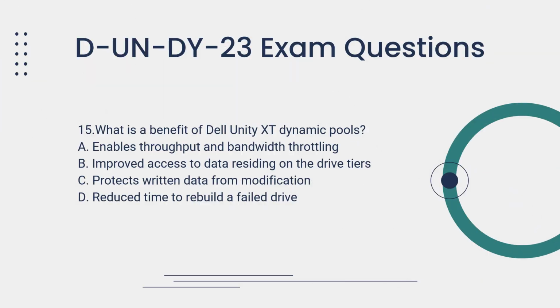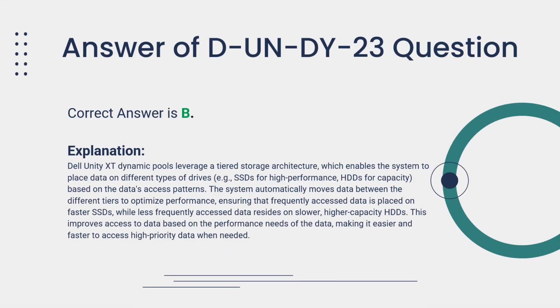What is a benefit of Dell Unity XT dynamic pools? A. Enables throughput and bandwidth throttling. B. Improved access to data residing on the drive tiers. C. Protects written data from modification. D. Reduced time to rebuild a failed drive. Correct answer is B.